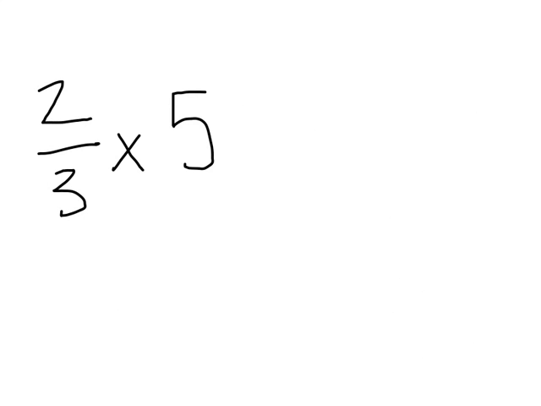Let's start with 2/3 times 5. When I multiply a fraction times a whole number, that means I have 5 groups of 2/3. I'm going to multiply the numerator times the whole number and leave the denominator the same because I'm not cutting each whole into a different amount of pieces. When I multiply 2/3 times 5, I get the improper fraction 10/3. 2 times 5 is 10, and my denominator stays 3.